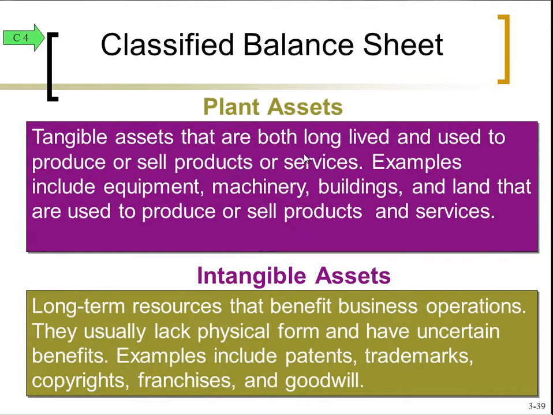Some further classifications for our long-term assets. We're going to classify them as plant assets, sometimes referred to as property, plant, and equipment, or fixed assets. These are tangible physical assets that last for more than 1 year, and we can use them up in our actual operations. We can physically use them. So equipment, machinery, buildings, land, we can physically use those.